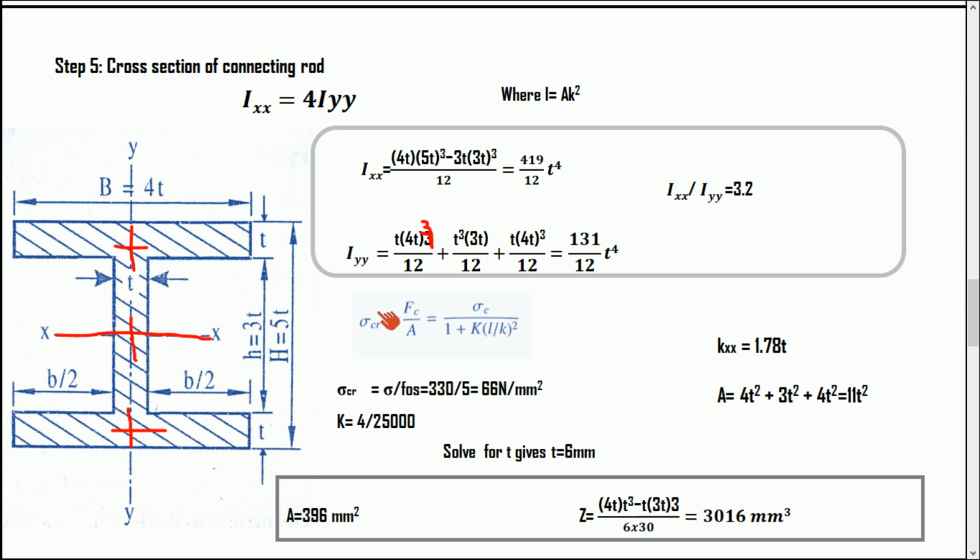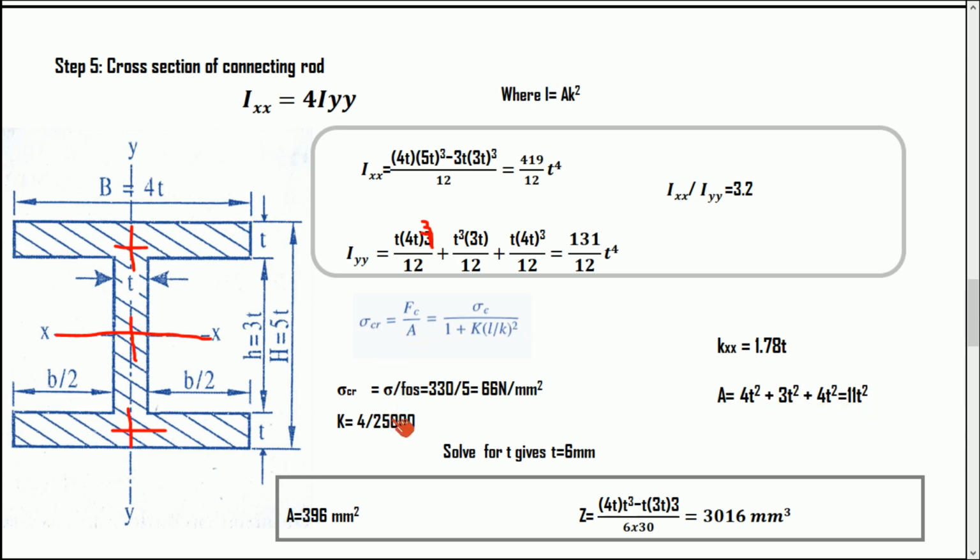This is the Rankine formula where we are supposed to substitute all the values. To substitute the values, we should have the value of sigma c. Sigma c is nothing but sigma by factor of safety. So assuming a sigma of 330 by 5, we are going to get 66 Newton per mm square. It's an assumption only. And k is a Rankine constant that can be easily obtained from the data handbook. Value is 4 divided by 25,000. And finally area is what? Area is the area of this section plus this section plus this section. So the total area is going to be 11t square.